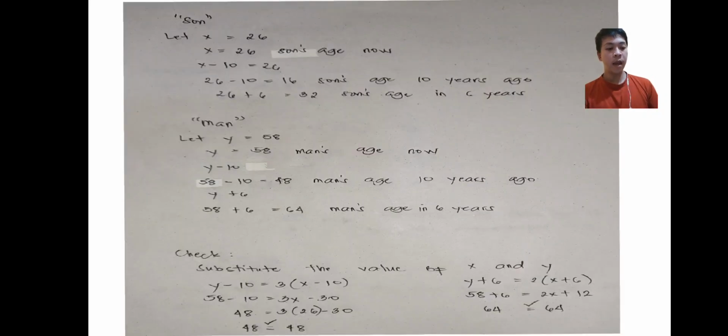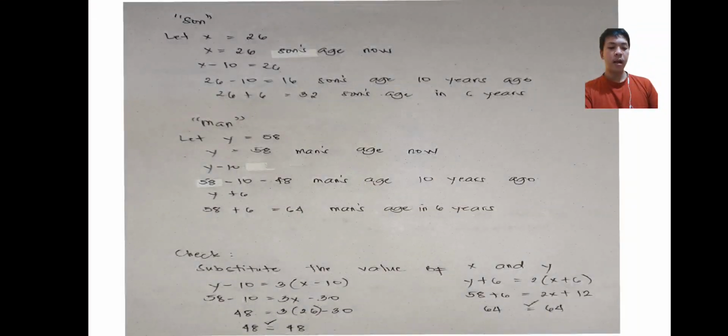So the son: let x is equal to 26. X is equal to 26, the son's age now. X minus 10 is equal to 26 minus 10, which is 16. It is the son's age 10 years ago. 26 plus 6 is equal to 32. It is the son's age in 6 years.